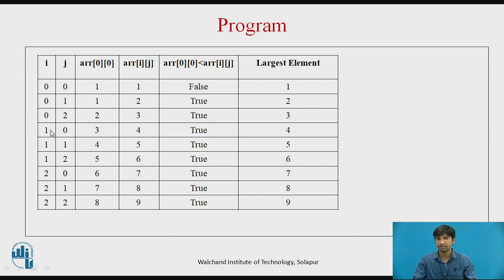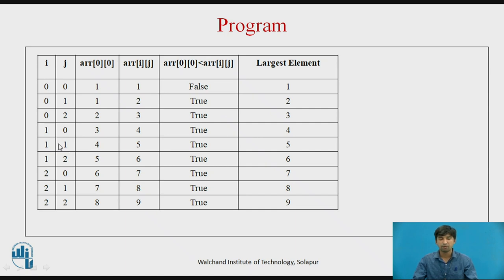that is i equal to 1. Then j will be 0. It means second row, first column element. So the last largest element was 3, which was stored in r of 0 0. Now r of 1 0 is nothing but 4. So 3 is less than 4, it's a true condition, so 4. Now again the j plus plus, 0 plus plus is 1.